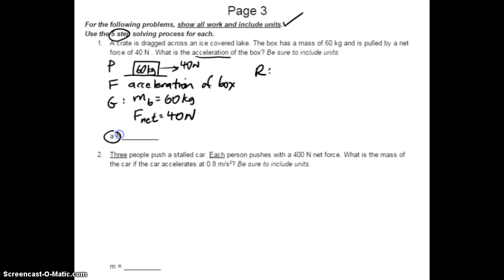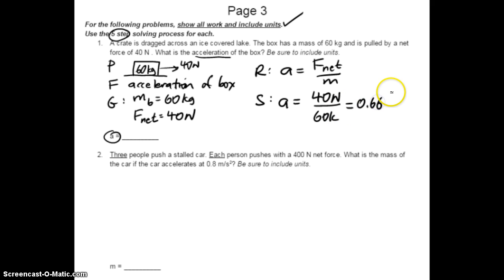Well, we know we're trying to find acceleration, so let's find a relationship where acceleration is isolated. And acceleration is F net divided by m. That was also written on the board. Okay, let's go ahead and solve this using units. Okay, so our acceleration is 40 newtons divided by 60 kilograms. That gives us 0.66 newtons per kilogram.